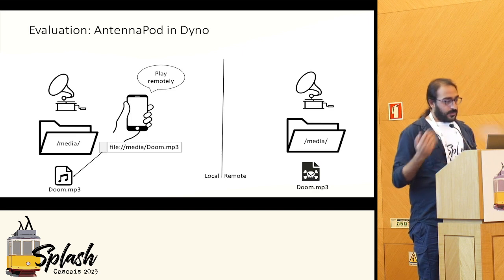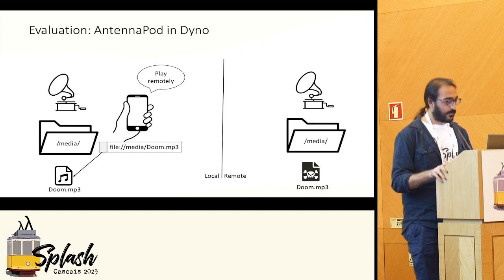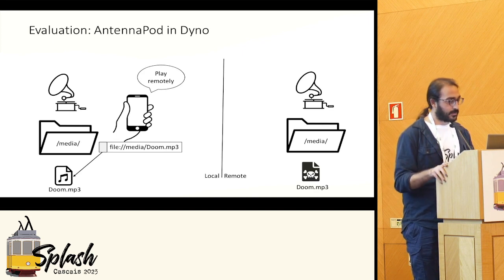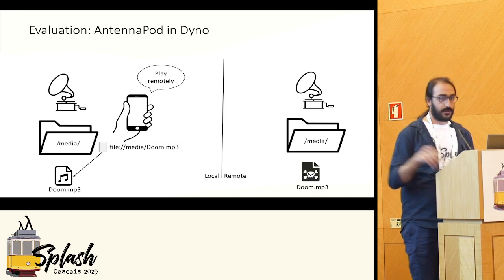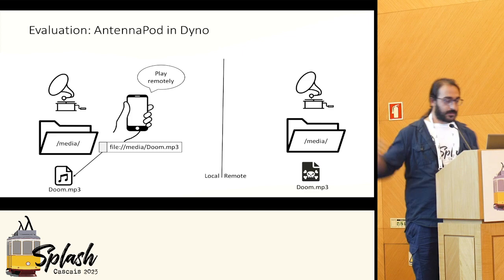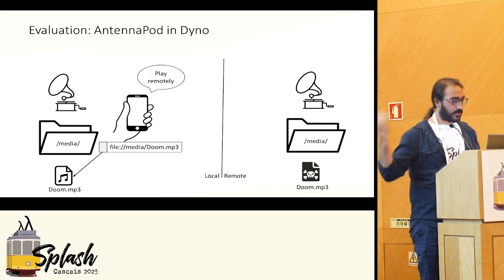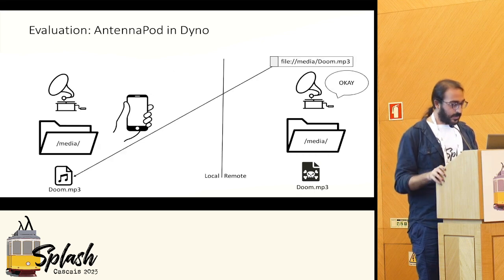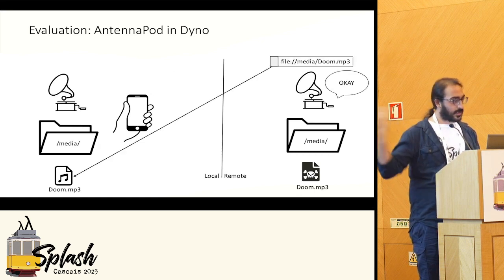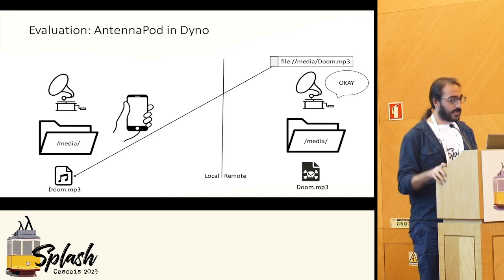So what did we do? We took the core of AntennaPod, which is essentially the logic of distributing and storing these applications. We rewrote them in Dino. Dino is the DSL we have. Essentially, it keeps the URL, but it also has a reference, so it can point to the correct file. And since these are remote references, they can also cross boundaries, so we don't get the previous error as before.